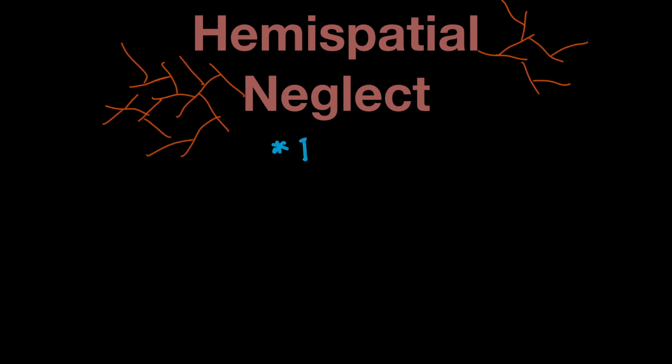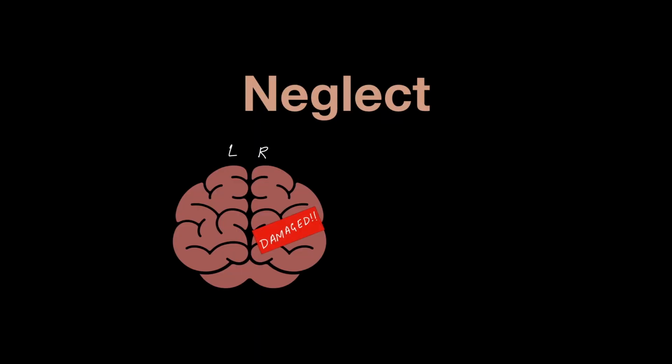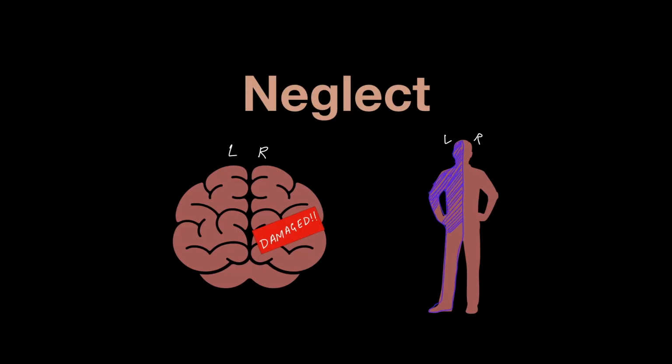Hemispatial neglect is a neuropsychiatric disorder which is a person's inability to respond to an object or environment from the opposite side of his brain damage. That is, if your right hemisphere is damaged, you can't respond from the left side of your environment. So, how would we know if someone had hemispatial neglect?